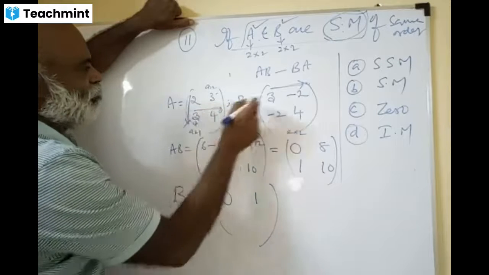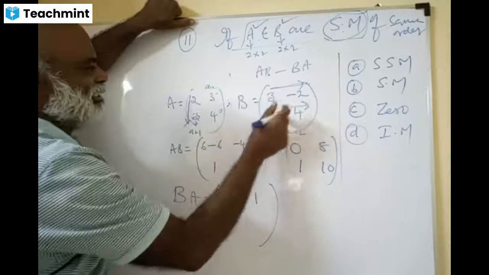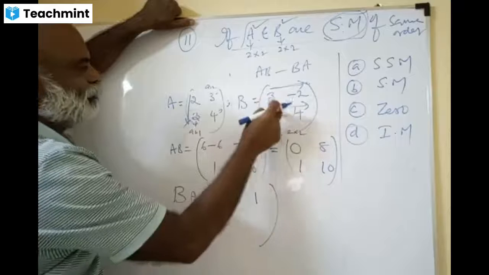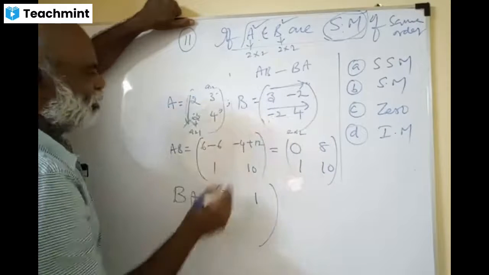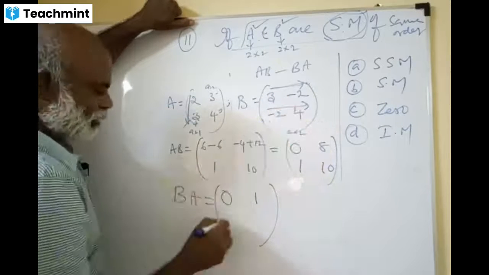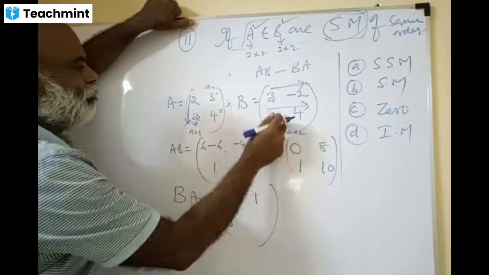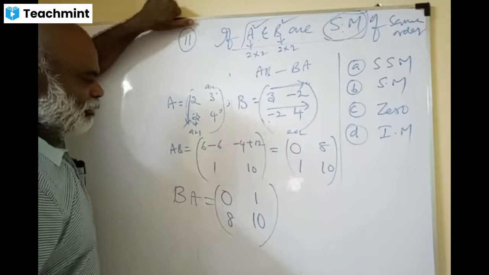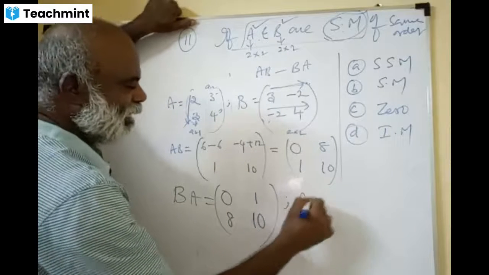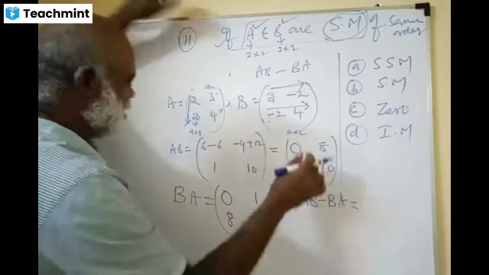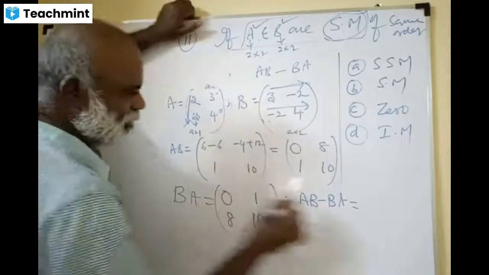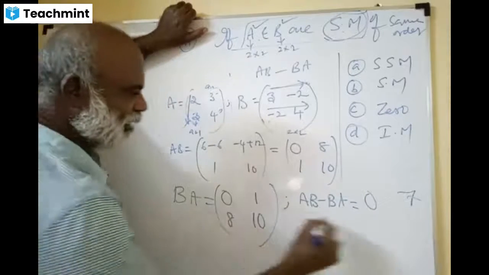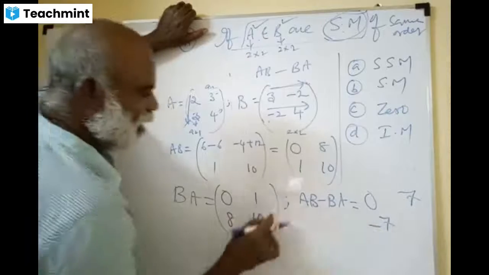Next one, 3 into 3 is 9. So, I am coming here again. See this one. Minus 2 into 2 is, I hope I have done correctly, 9. Okay, brilliant. Next one, minus 2 into 2 is minus 4. And 4 into 3 is 12. So, it becomes 8. Minus 2 into 3 is minus 6, and 16, 10. Now, friends, you subtract AB minus BA. There is AB here and BA here. 0 minus 0 is 0. 8 minus 1 is 7. Right? And 1 minus 8 is minus 7. And 10 minus 10 is 0.